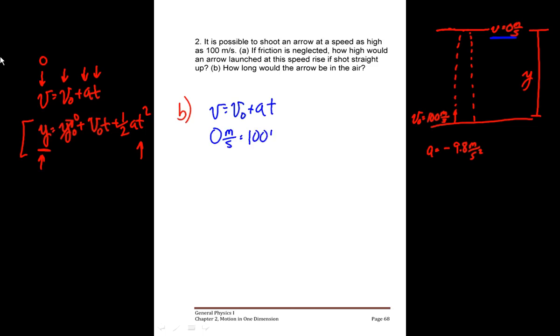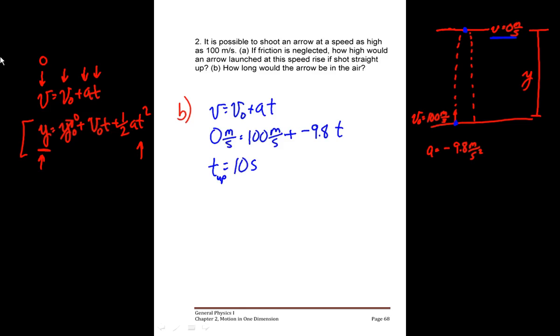V naught is 100 meters per second plus a, which is minus 9.8, and then t. And this is the time to get from the bottom to the top. I'm not going to make that distinction now, I'll just call it t. And then if I solve for t, I find that t is equal to 10 seconds. So I'm going to call this t up. That's the time to just go up.